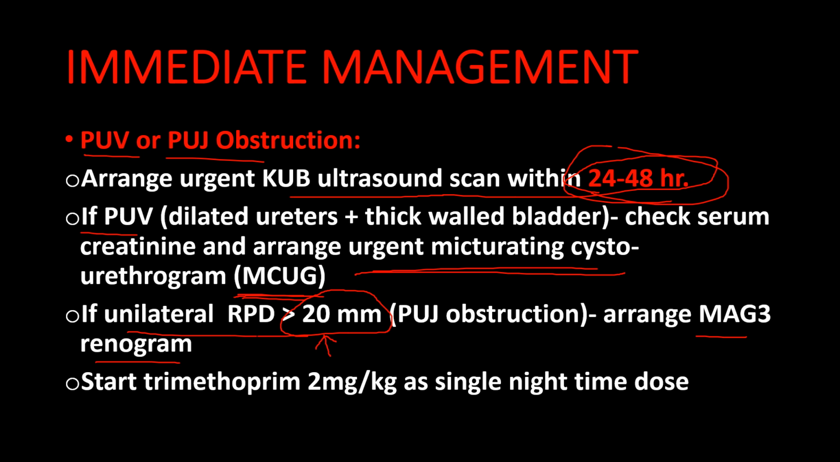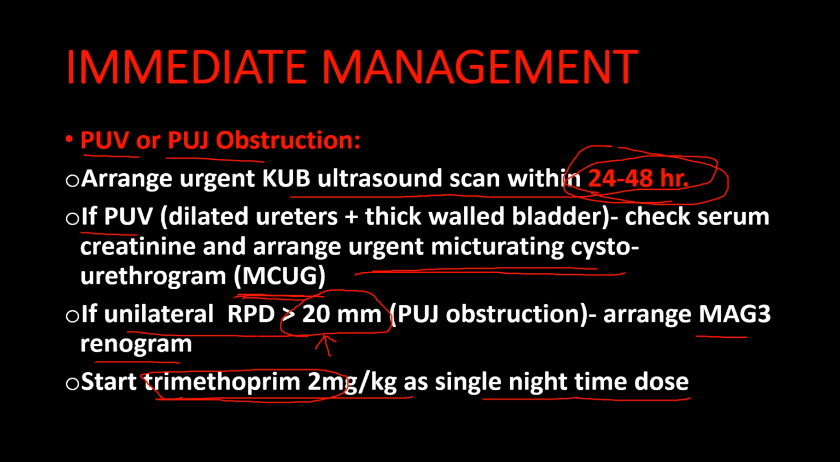This is a huge obstruction, so start trimethoprim 2 mg per kg as a single dose at night if you have doubt of renal insufficiency. As I told you, you have to do a blood gas to look for metabolic acidosis, serum creatinine, and serum potassium as well. There are some contraindications: if the patient has G6PD deficiency, you are not supposed to start trimethoprim. In other cases with significant abnormalities, you have to start the antibiotic trimethoprim at 2 mg per kg.